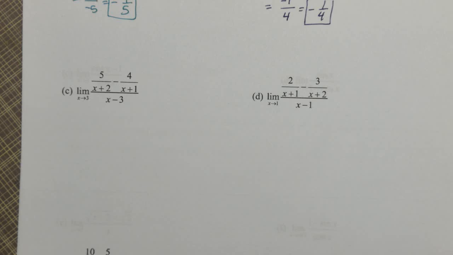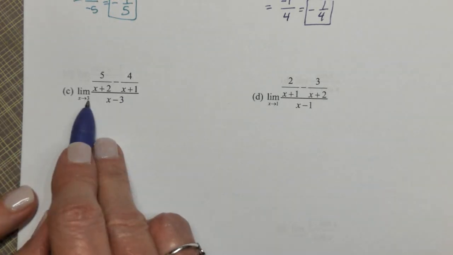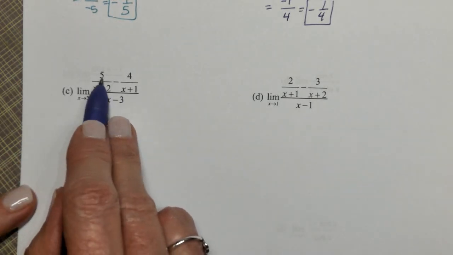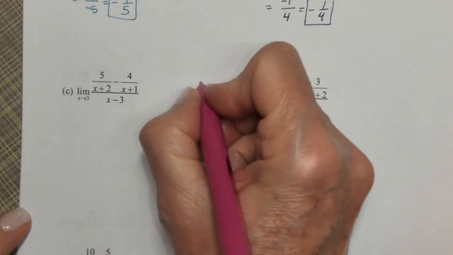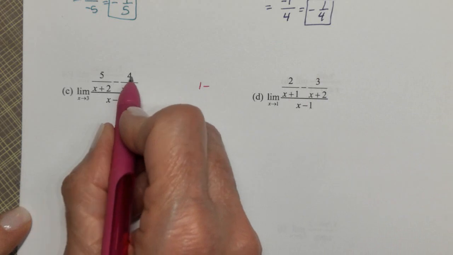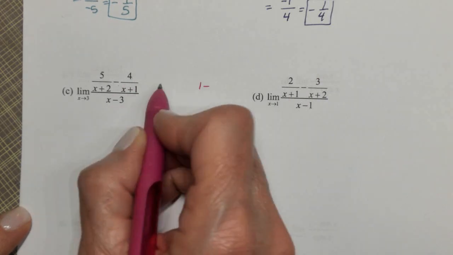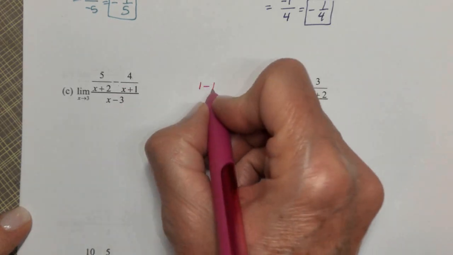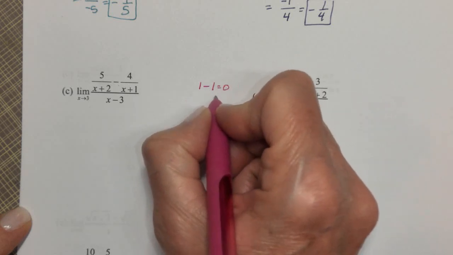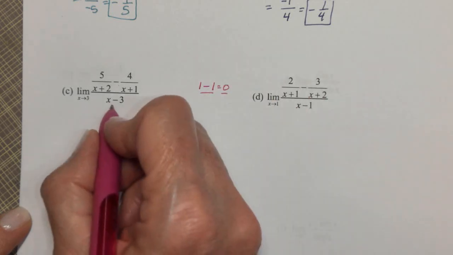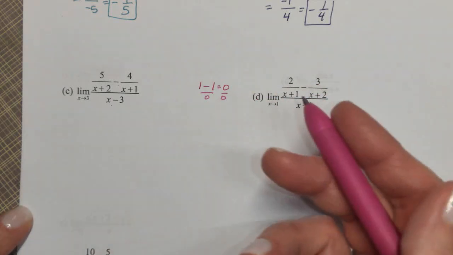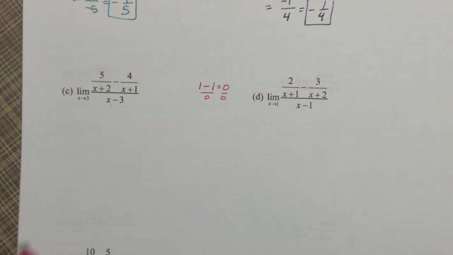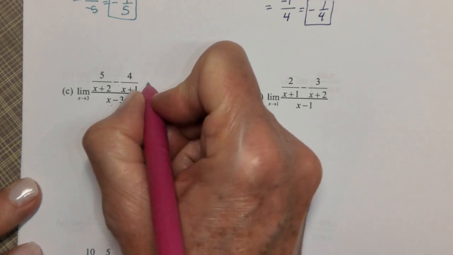Part C. Okay, if I put 3 in for x, I'm going to have 5 over 5, which is 1, over 4 minus 4 over 4, which is also 1, that's 0, right? On the bottom we have also a 0. So an indeterminate form, there's a hole somewhere, we just need to find it, cancel it out. So what are we going to multiply top and bottom by this time?